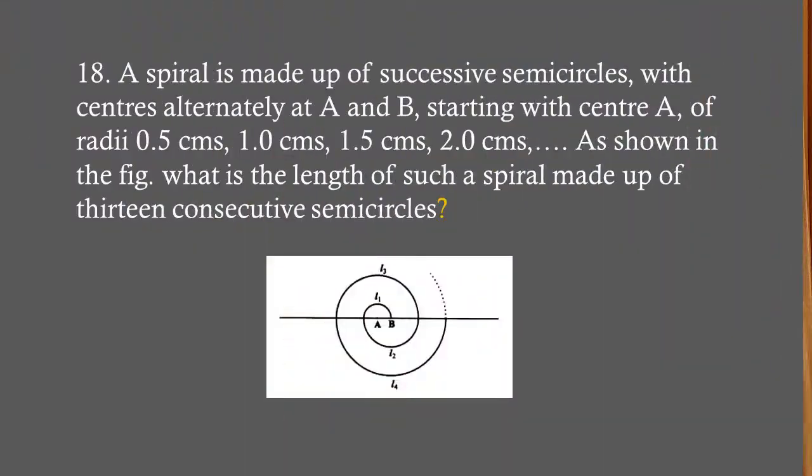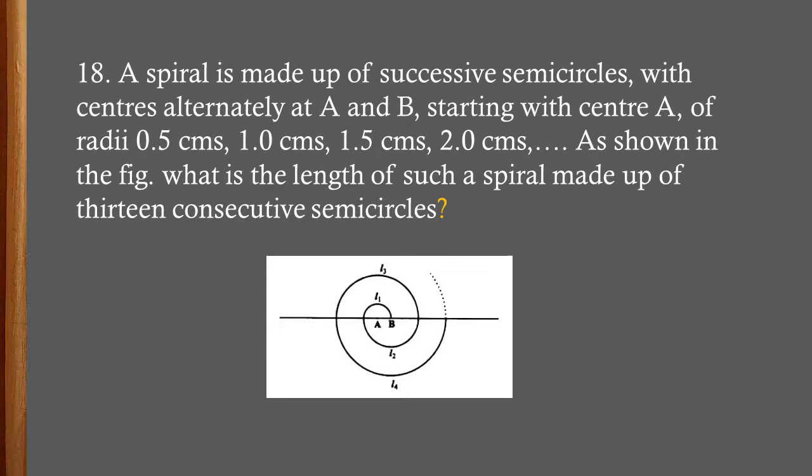So now let's start with this problem. A spiral is made up of successive semicircles with centers alternately at A and B, starting with center at A, of radii 0.5 cm, 1.0 cm, 1.5 cm, 2.0 cm and so on as shown in the figure. What is the total length of such spiral made up of 13 consecutive semicircles? Here pi we have to take as 22/7.